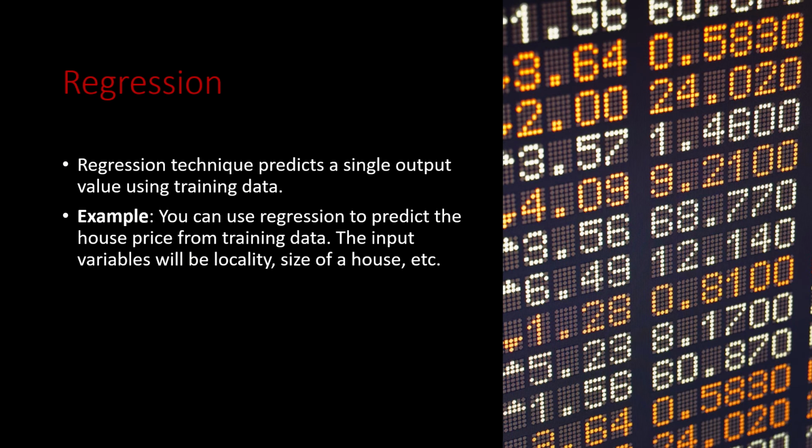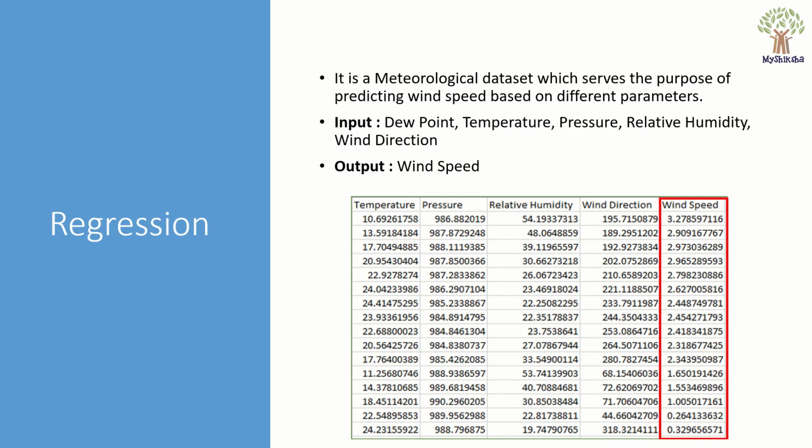For example, you can use regression to predict the house price from a training data. What kind of input data would you need to predict the house price? The locality, size of the house, 1 BHK or 2 BHK. So these are some of the factors which you will consider. Distance from the nearest bus stand, railway station, airport, or any prominent landmark nearby. These are some of the data points that you would consider as input to predict the output, that is the house price. If you're able to do this, this is called a regression.